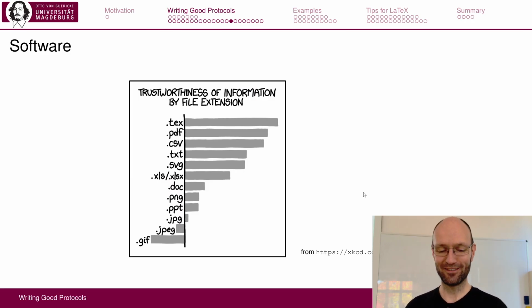Then this is another good, maybe joke, maybe not. XKCD is a very good website with engineering humor. I show pictures from this website a lot in presentations. It's a very good person, Randall Munroe, and he has here a chart of the trustworthiness of information by file extension, and of course the TeX is right at the top. The doc is somewhere in the middle, and the JPEG and the GIF is somewhere at the bottom.